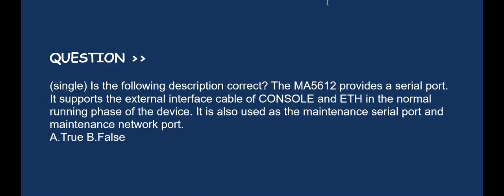Is the following description correct? The MA5612 provides a serial port. It supports the external interface cable of console and ETH in the normal running phase of the device. It is also used as the maintenance serial port and maintenance network port. Option A true, option B false. Correct answer is option A.